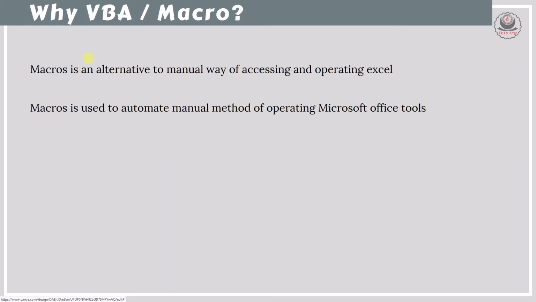Then why is VBA required? VBA or macro is required to automate our Excel activity. Let's understand how. For example, I have a task where I have to open Excel, create a new sheet, write something in a particular cell and color it. How can I do it manually? Using the mouse or touchpad, I will open Excel, create a sheet and do it. This is the manual way of doing it.